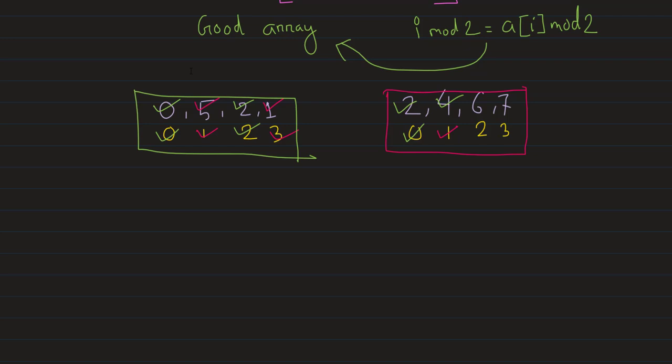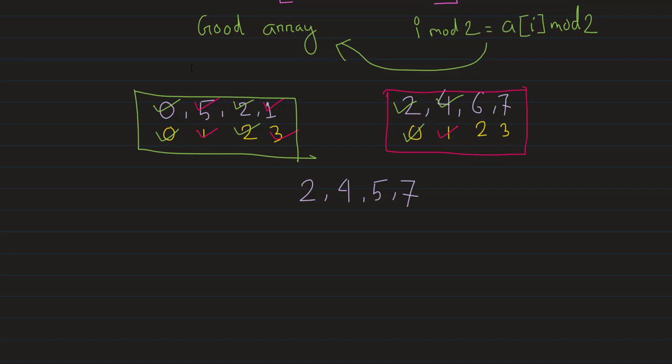Now we can perform some steps on the input array. We are getting an array as input and we can perform some steps. What are the steps? At each step, you can take any two elements of the array and swap them to make the array good.